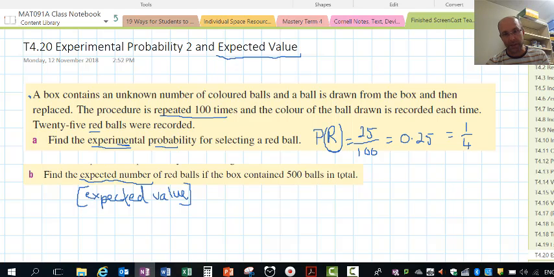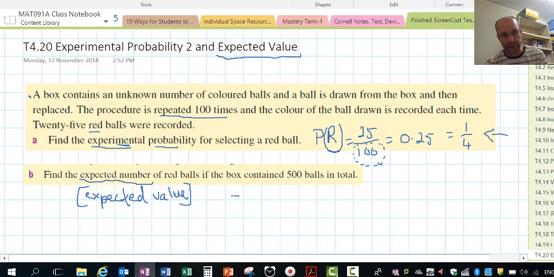For this example, we use our experimental probability. If we're confident that that's a good number, if we've done a lot of trials, remember in the long run it's about doing a lot of trials, we use that probability. It says find the expected number of red balls if the box contained 500 balls in total.